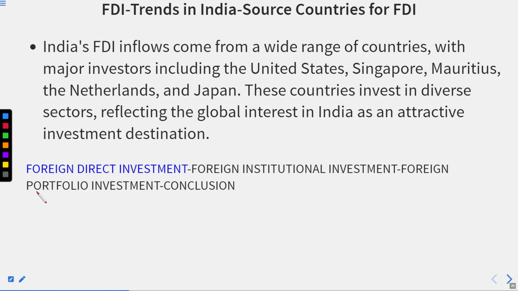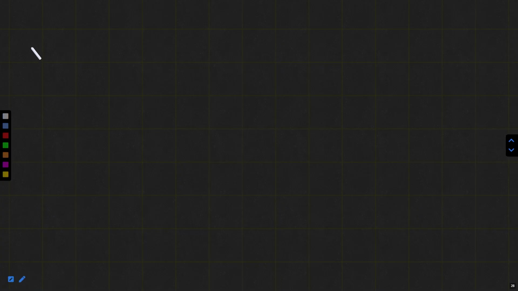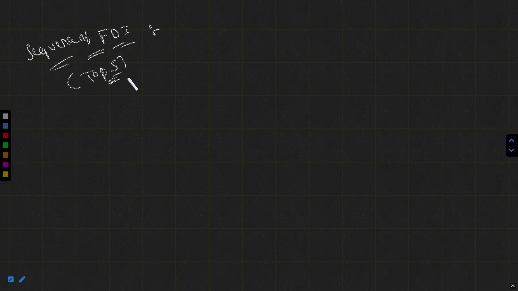Before going further, you are required to tell me the sequence of FDI in India: what are the top 5 countries? And second, the top 4 foreign trade partners. You are required to tell me the answer for these two questions. For this, I am providing you 20 seconds to think and answer, then I will give you the answer. So your time starts now.